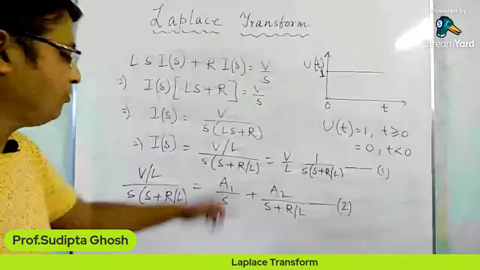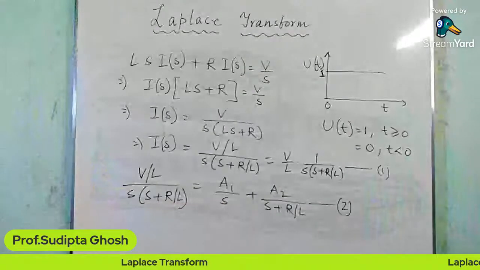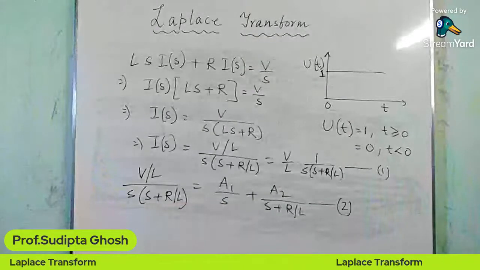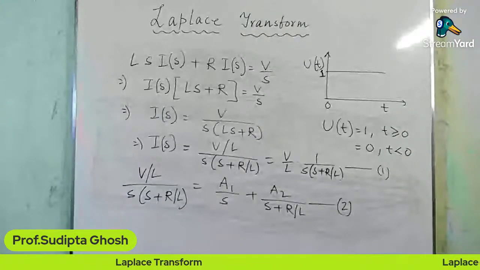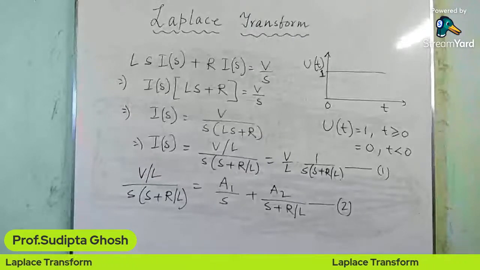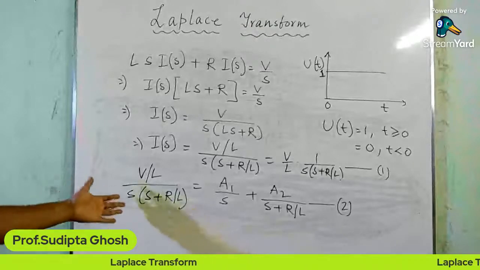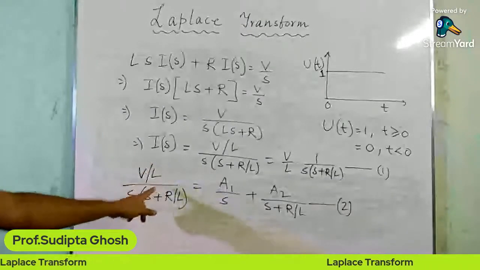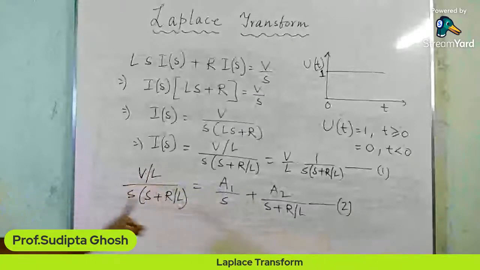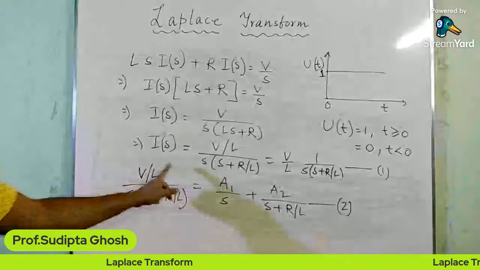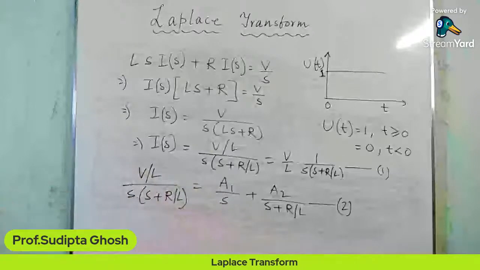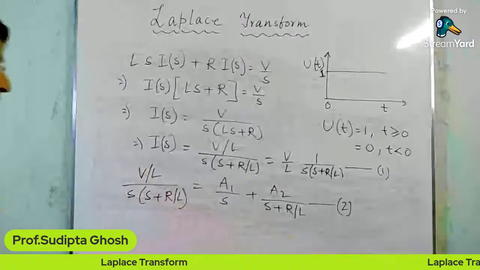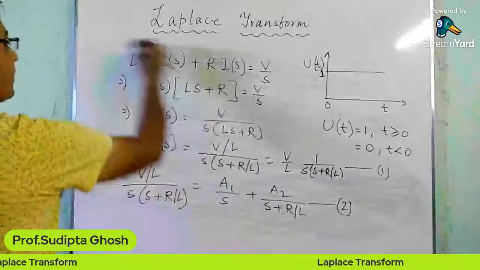So to find out the value of A1, just multiply this with S. After multiplying the right hand side of equation 2 with S, we get A1 plus A2 into S by S plus R by L. And in the left hand side, what will we get? We will get V by L divided by S plus R by L, as this S will be cancelled with the product S.